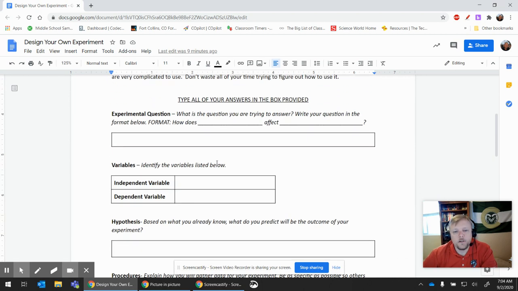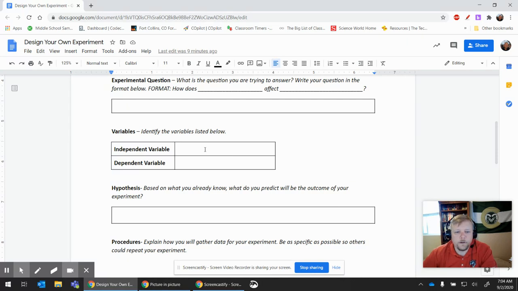Okay. Once you have done that, then you're going to determine your independent and dependent variable. If you have written the experimental question correctly, how does blank affect blank? The first blank should be your independent variable. That is what you're changing on purpose. And the second blank is your dependent variable. That is what's changing because you changed the independent variable. Also, the dependent variable is what you are measuring. So if you're measuring how far they fly or how fast something happens, that is your dependent variable.